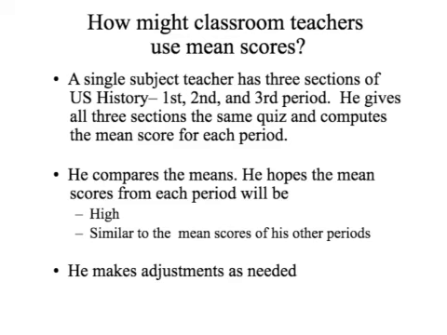Meaning, if first and second period have means in the low 90s, and third period has means in the mid 80s, then there's something that's not going right there in third period. And this teacher would have to think about, is he just pooping out in third period?